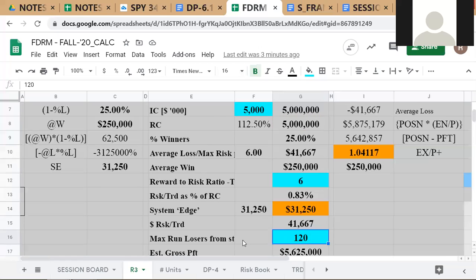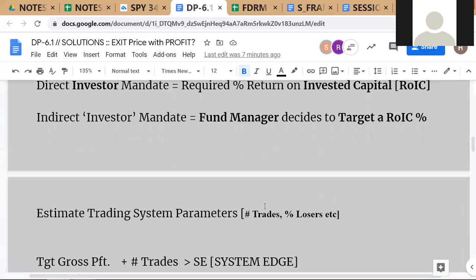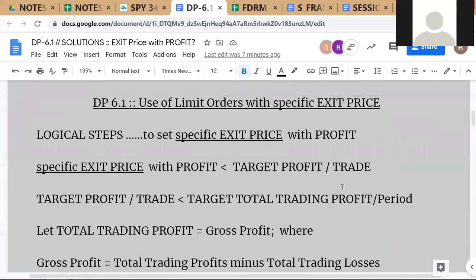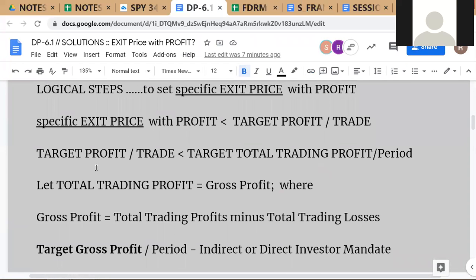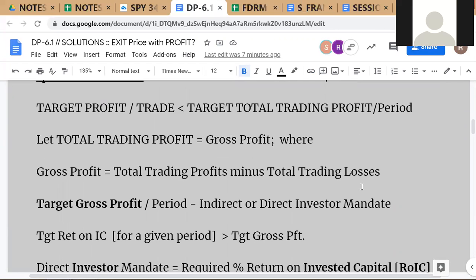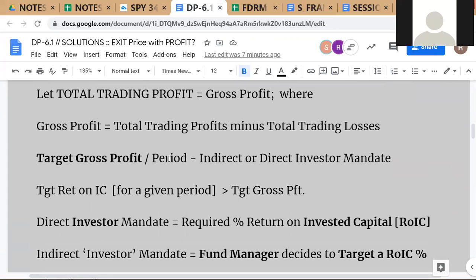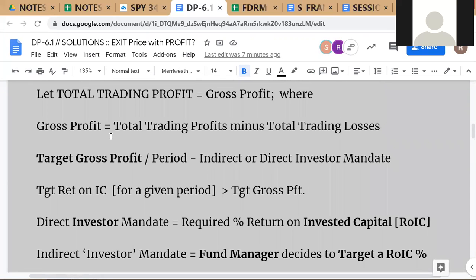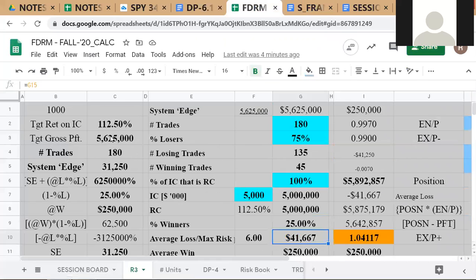So this is what I mean by estimating the trading system parameters. These are the steps that we have to take. One of the steps is basically to estimate the target gross profit, which we have done.